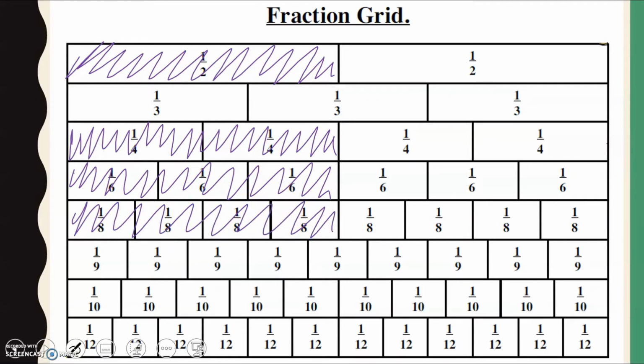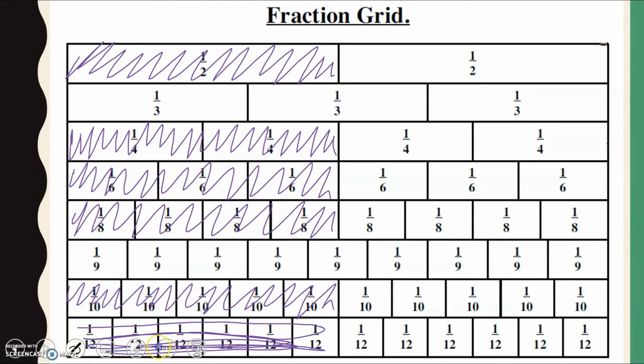My 9ths I can't do equally, but my 10ths I'll need 5 of them. 1, 2, 3, 4, 5. And then on my last row for the 12ths, you can see that I'll need 6 of them. So 1, 2, 3, 4, 5, 6. And shaded in there, I've shaded in 1/2 for each of those rows that it'll work for.